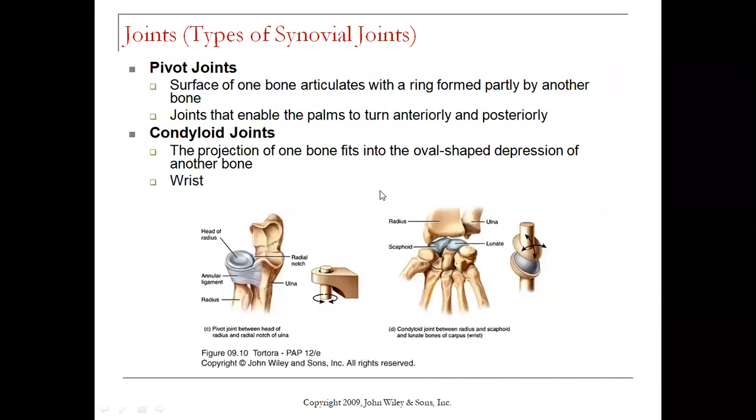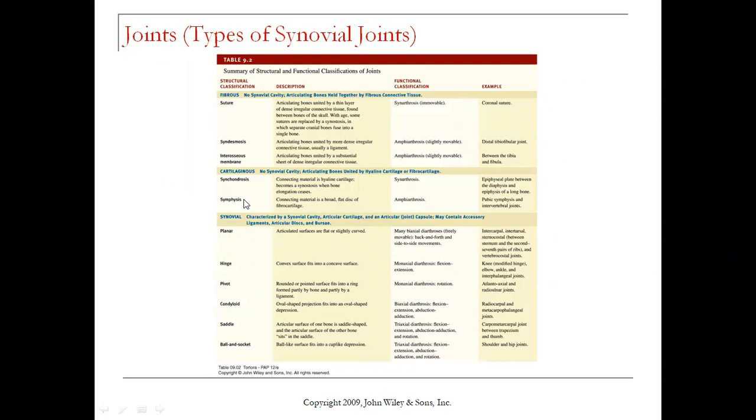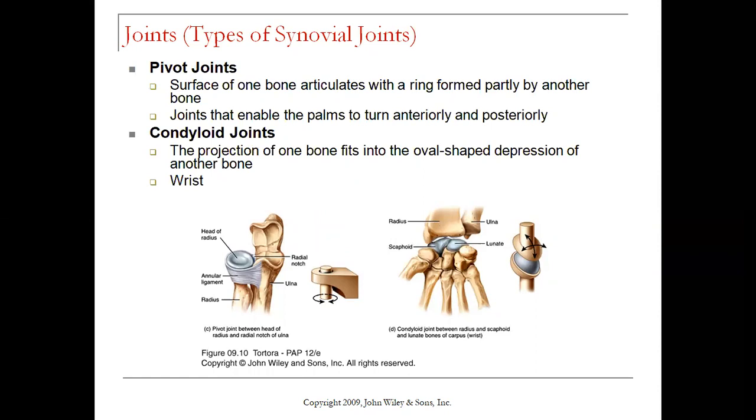Then we have pivot joints, which move around a pivot or a fixed point. The surface of one bone articulates with a ring formed partly by another bone. For example, the radioulnar joint. Then we have the condyloid joint. The example of this is wrist. The projection of one bone fits into the oval shaped depression of another bone. Here you can see the diagram of pivot joint as well as condyloid joint.